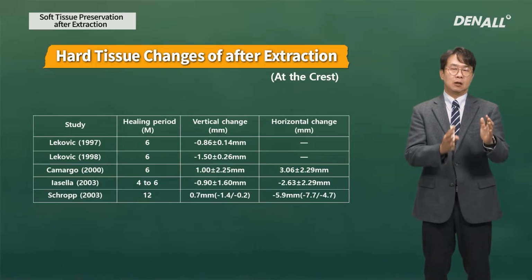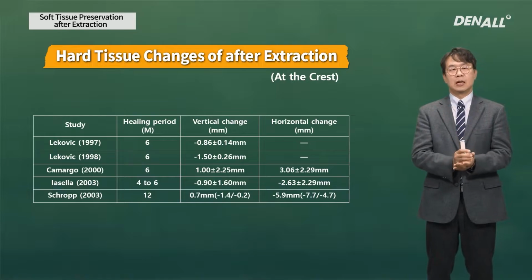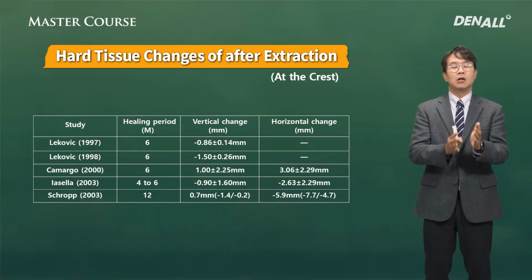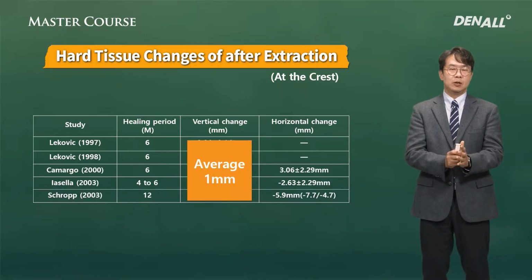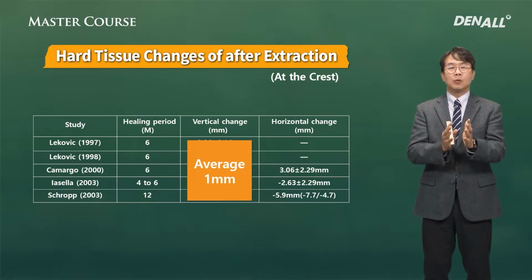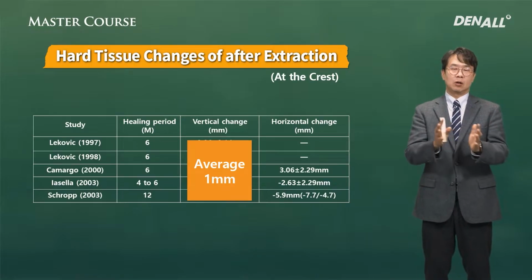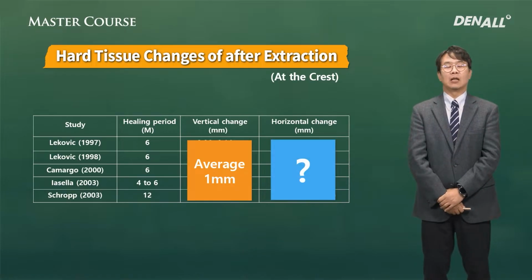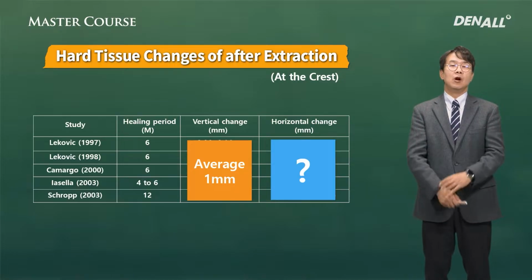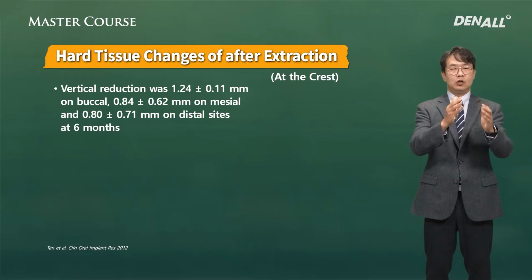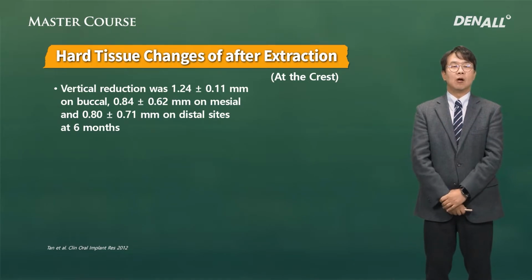Such changes have been investigated by many. Depending on healing period, there are some differences, but vertical change is about 1 millimeter, and there are many differences in terms of horizontal change. The change ranges from 2 millimeters to 7 millimeters, so we cannot say the definite number for the change. Investigations continued.